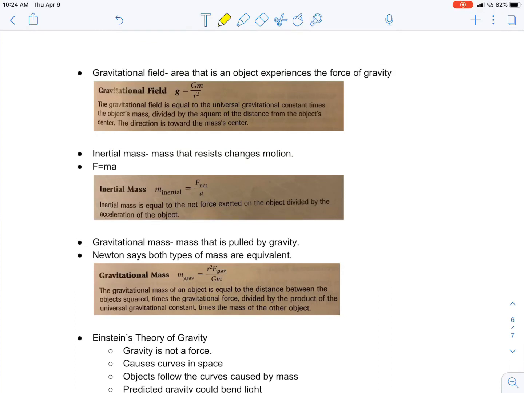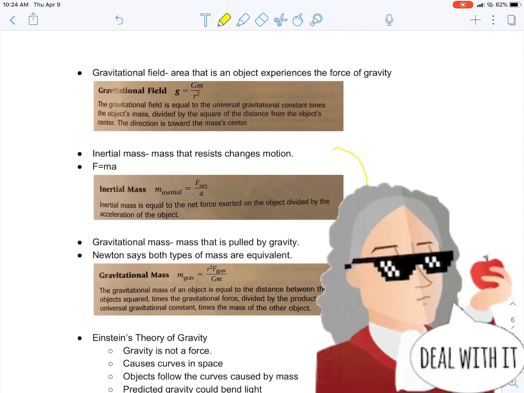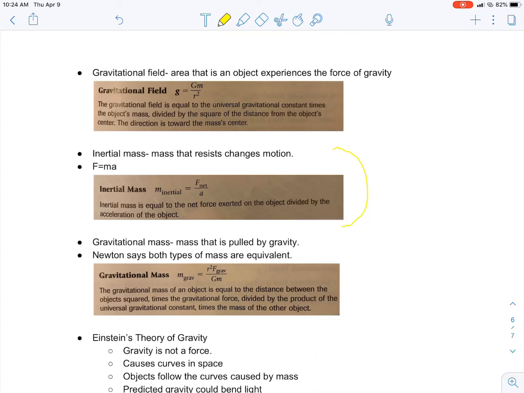Mass. Newton goes on and talks about two different kinds of mass. Inertial mass, which means an object in motion stays in motion, an object at rest stays at rest, right? It's the mass that resists changing its motion. And that's what we've been using all year long with our F equals ma equation. F equals ma, that mass is inertial mass. And the greater force we apply to the mass, the greater the acceleration.